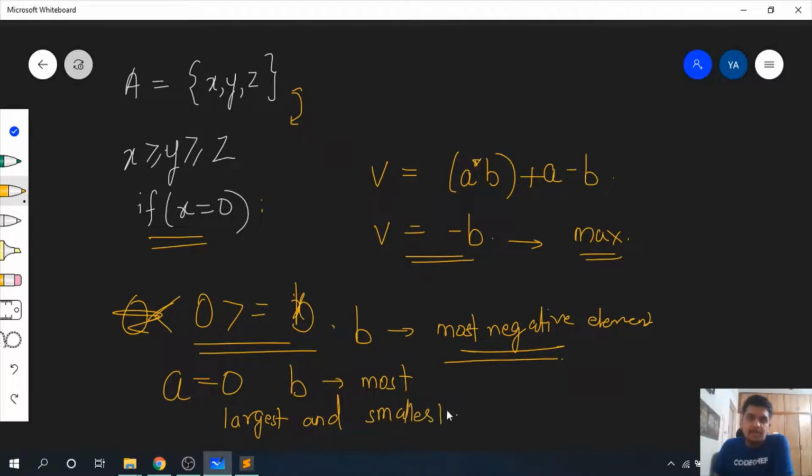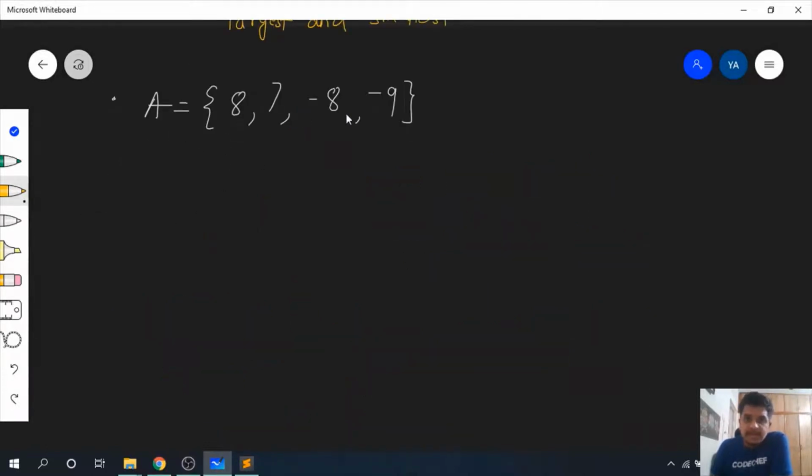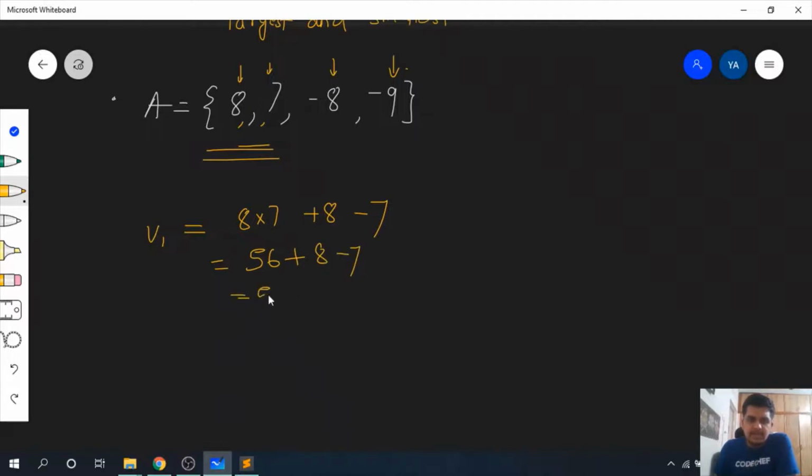Correct. Now let us see a case 3 where the answer will be something other than cases 1 and 2. So here we move to case 3 where we have an array with two positive elements and the other two negative elements. Let us see the value of the equation when we take the top two positive elements. So V1 will be equal to 8 into 7 plus 8 minus 7, so it will be equal to 56 plus 8 minus 7, which is equal to 57.